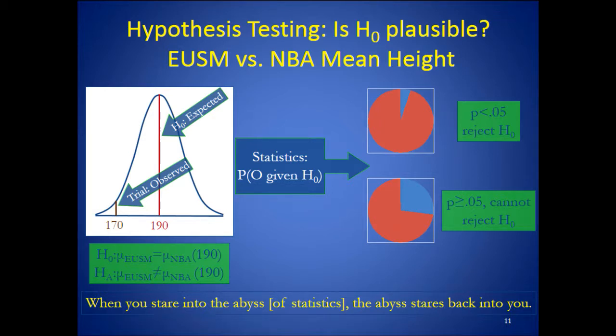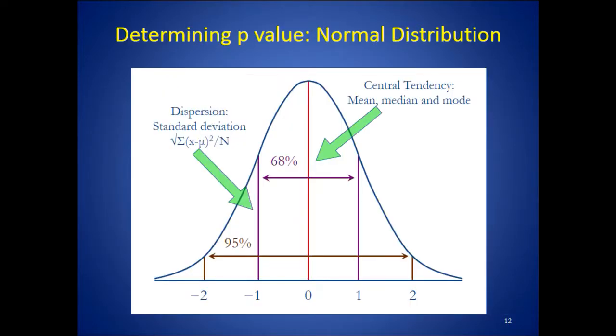If that p-value, that number that pops out of the box, is less than 0.05, we say we have sufficient evidence to reject the null hypothesis. In other words, the null hypothesis looks improbable. If it's greater than 0.05, we say we cannot reject the null hypothesis. Now we're going to pry open that black box of statistics. It's kind of scary in there, so we're going to make this as simple as we possibly can.